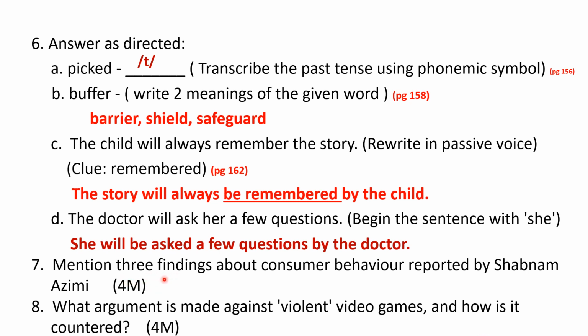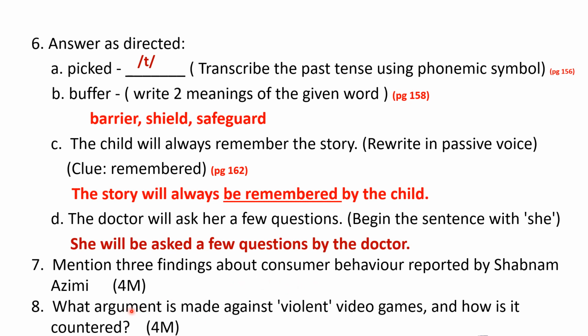So the three findings are: the consumers who belong to openness, means their nature, their psychology is openness, they are best at spotting the fake reviews. Amazon is full of fake reviews. So depending upon the personality type, the findings are there. Shabana Azimi conducted a research and she writes about that. But some consumers are bad at detecting fake reviews, and then they make up their mind on how to buy things depending upon the reviews. So that is about the three findings, students.